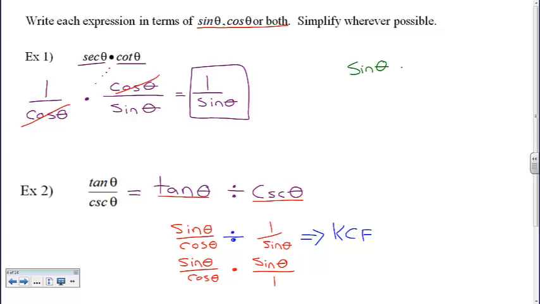If you multiply the numerators through, you get sine of theta times sine of theta. Now this can be rewritten as sine squared theta, telling us that is the square value of sine of theta. So sine of theta times sine of theta is rewritten as sine squared theta, and cosine times 1 in the denominator is cosine of theta.